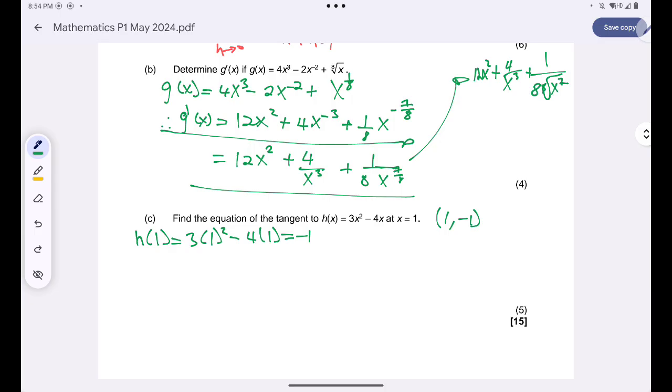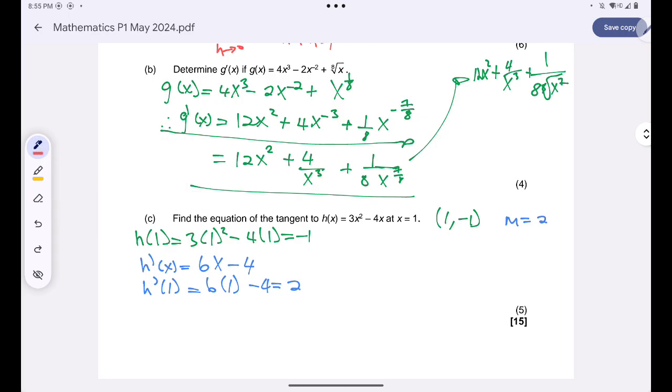Okay, I have the point. The only thing I need now is to find the gradient, right? Let me write in blue. H prime of x, I'm deriving this equation of my curve. I'll simply have 6x minus 4. Whenever I substitute 1 for x, I will get the gradient of the tangent when x is equal to 1. This is 2. So the gradient is 2. Are you together?